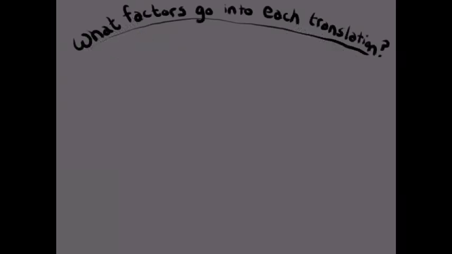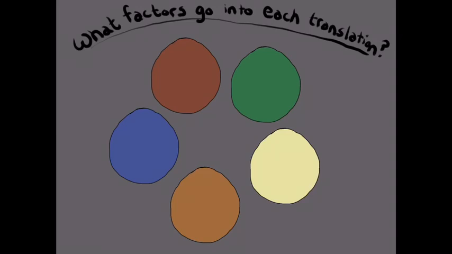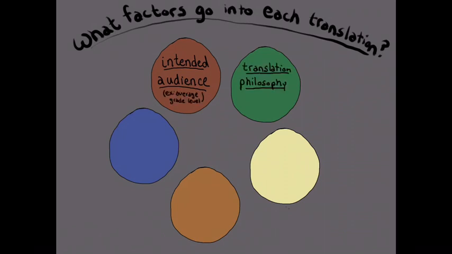When you are deciding on a translation, it could be nice to know a few of the factors that go into each. What is the intended audience of the translation? An example of this is the average reading level. What is the translation philosophy? Is it word for word or thought for thought?